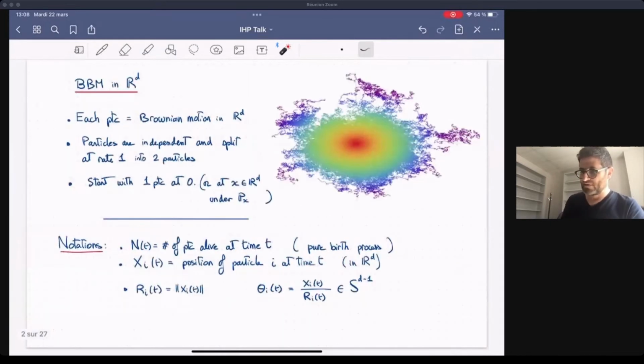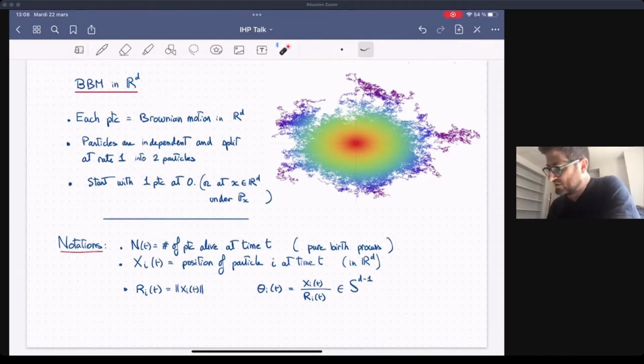And let me start by presenting briefly the model. I imagine that everybody knows what I'm talking about, but just to be safe. The branching Brownian motion in dimension D is a particle system where each particle performs a Brownian motion in R to the D. The particles are independent and they split at rate 1 into 2 particles each time. I'm just going to consider a simple case. And unless I say otherwise, I start with 1 particle at time 0, at position 0.